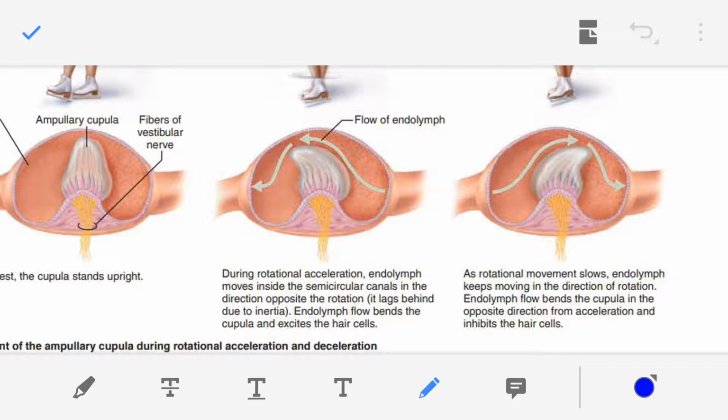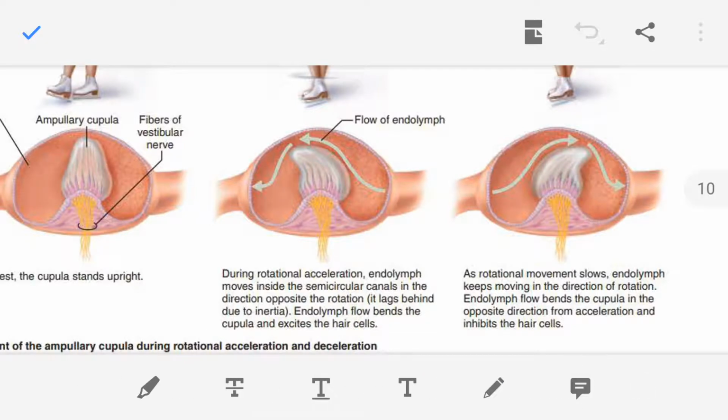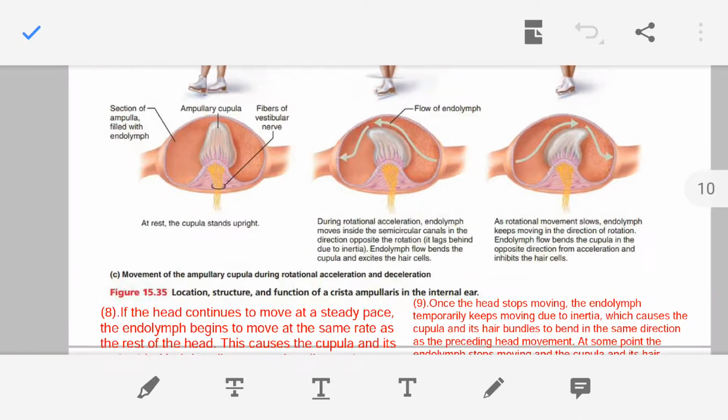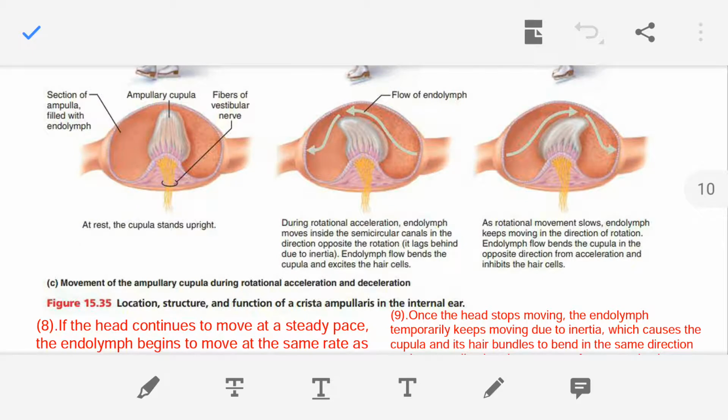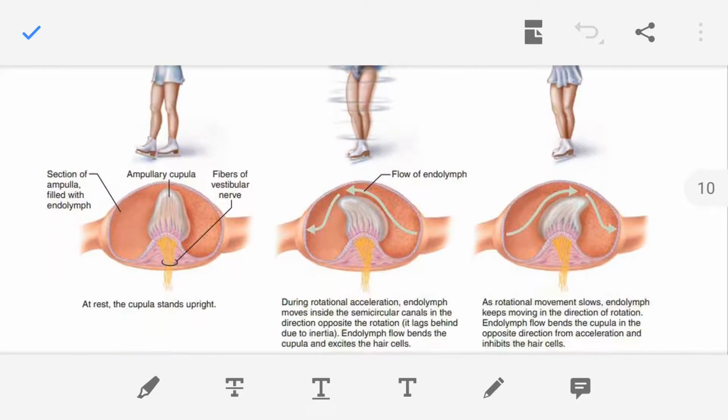As the endolymph is flowing, it bends the cupula, and this bending of the cupula excites the hair cells. Okay, now here, now what happens?